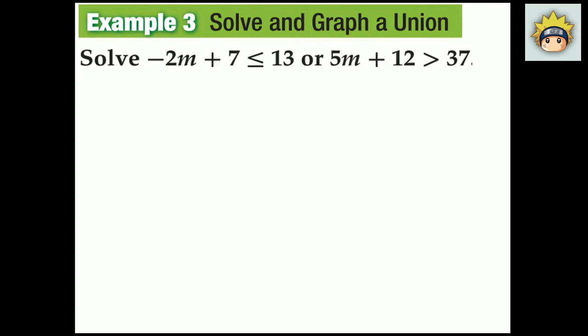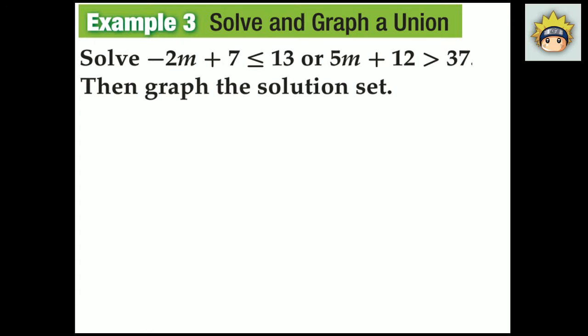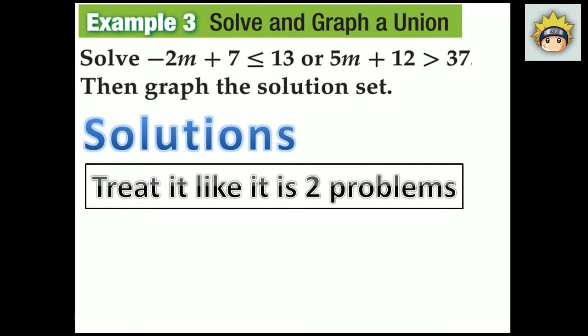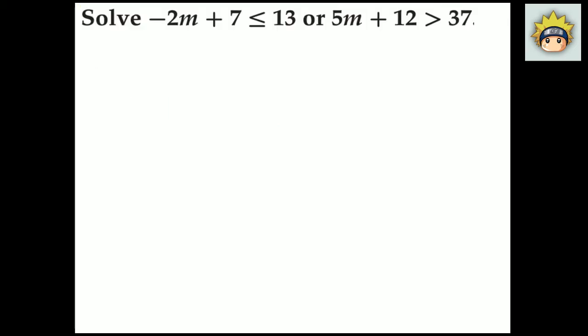Example 3. Solve and graph a union. The problem is: solve negative 2m plus 7 is less than or equal to 13, or 5m plus 12 is greater than 37. Then graph the solution set. Here's the solution. Think about it this way: when you see the word or, you know it's a union. Treat it as two problems, okay? Don't put it into the compact form. Treat it as two different problems.